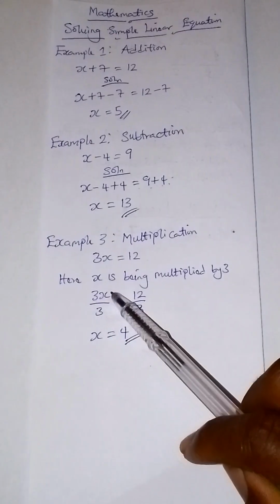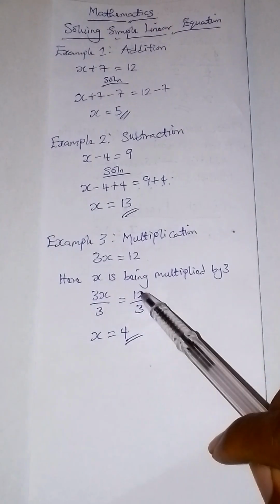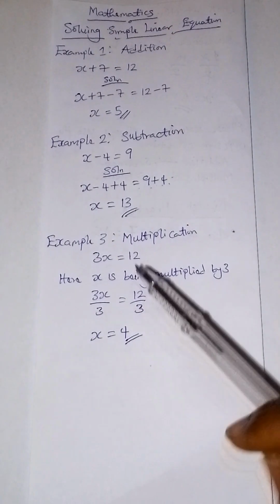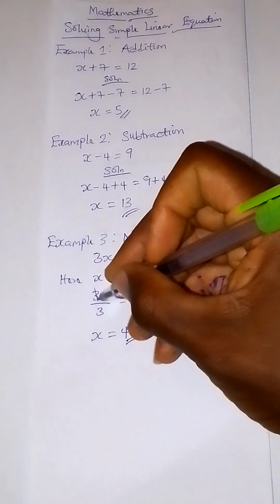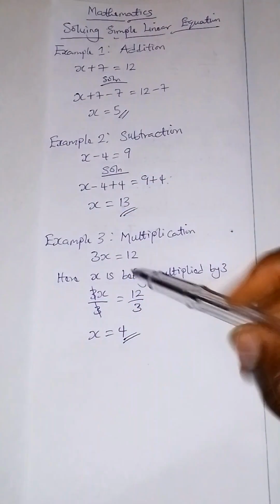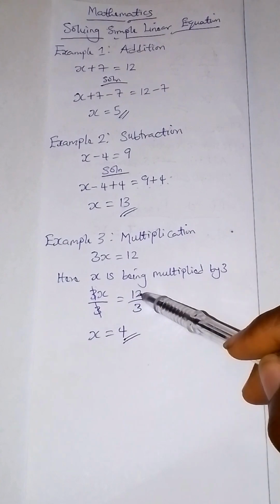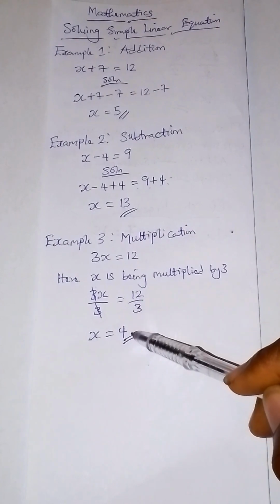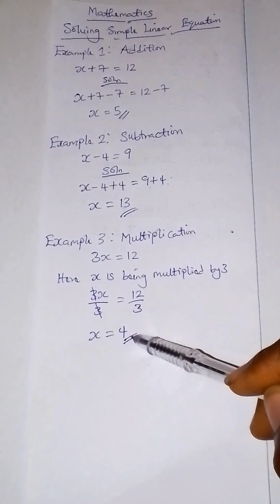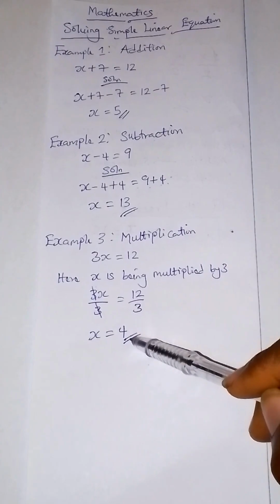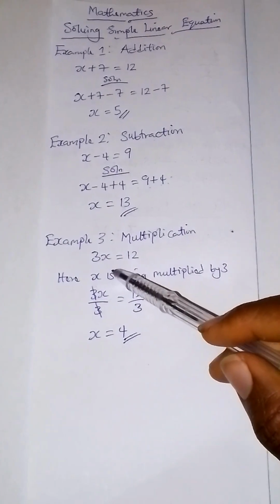So we have 3s divided by 3 equals 12 divided by 3. The 3s cancel, and we have our s down here. 12 divided by 3 is equal to 4. That is our final answer. That is the value of s in this equation.